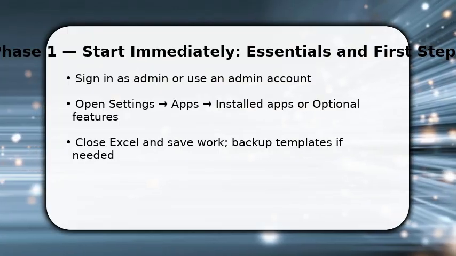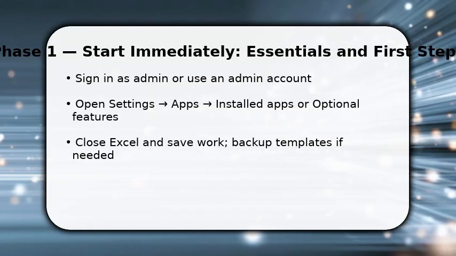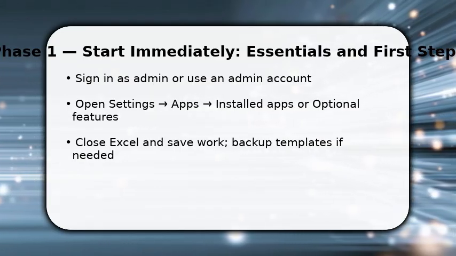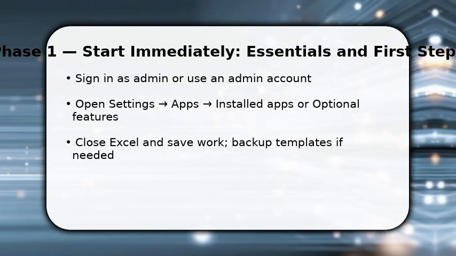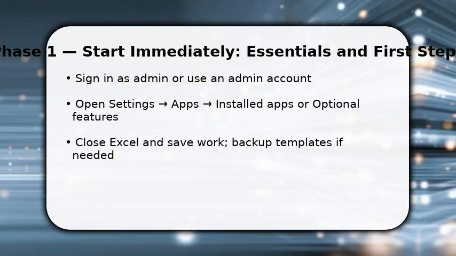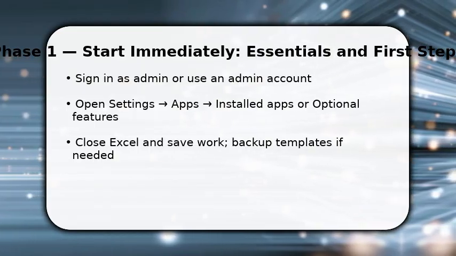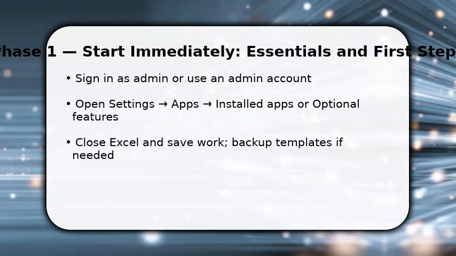You start as an administrator because Windows prevents major app removal without elevated rights. Open Settings, then Apps, and choose Installed Apps. This lists modern and Microsoft Store entries. Once done, locate Microsoft Excel or Office entries. Search box speeds this up.